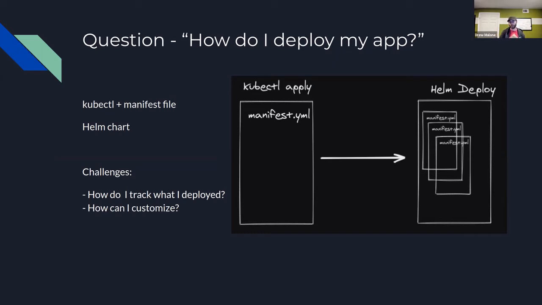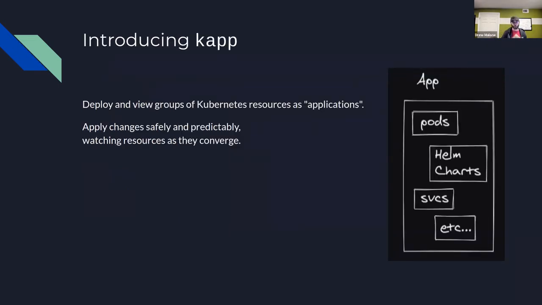But a couple of challenges that I want to point out: how trackable is that when we're using Helm charts, and how can I go about customizing these things when I'm consuming them? More on that customization part in a little bit. So enter kapp, short for Kubernetes application. At first blush, this is going to look like the same thing. It's pods, it's services, etc., and it's all under one overarching umbrella, logical container bucket.